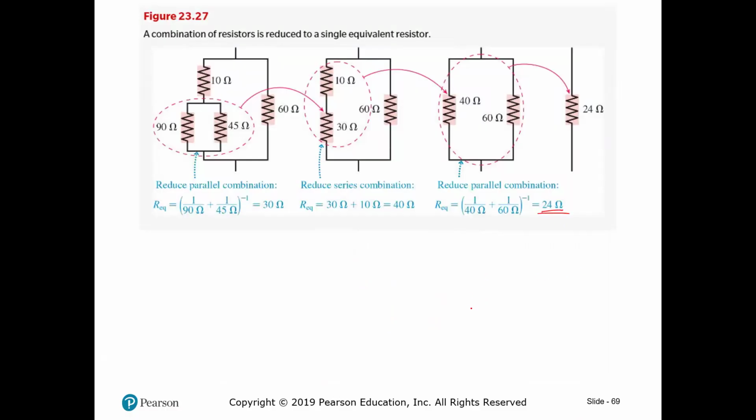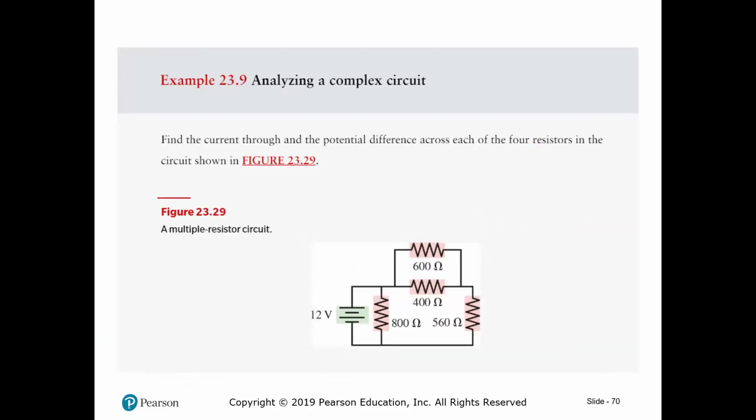Okay, so in addition to that, that's it, right? And then the next one is a similar thing. Find the current through and the potential difference across each of the 4 resistances. So basically your goal is finding what is the current I here, what is the voltage V here, and so on for each resistor. And in addition to that, we also need the total current I as well.